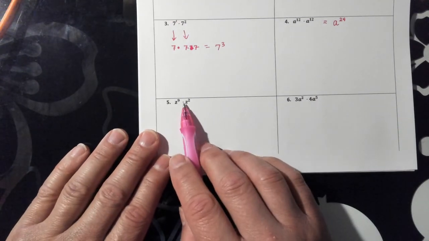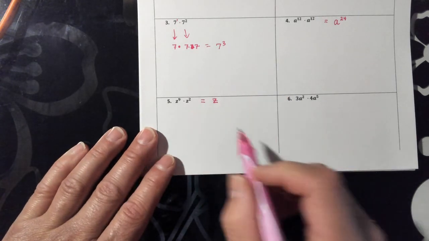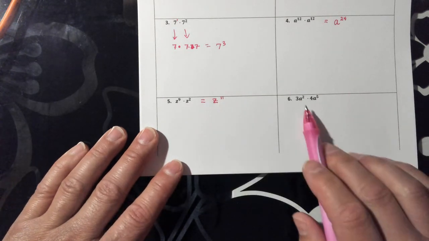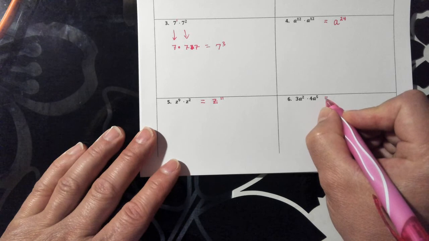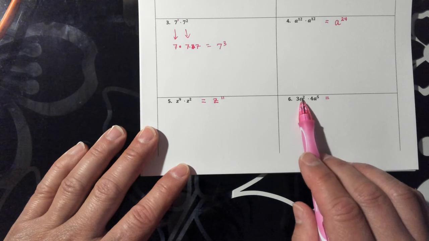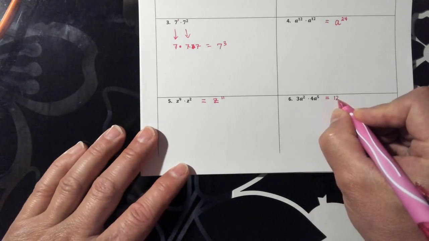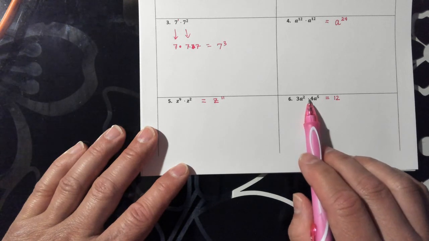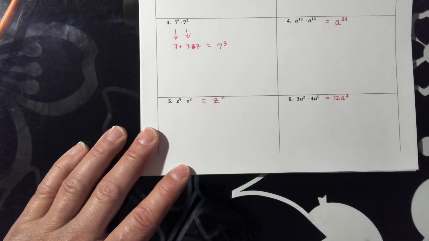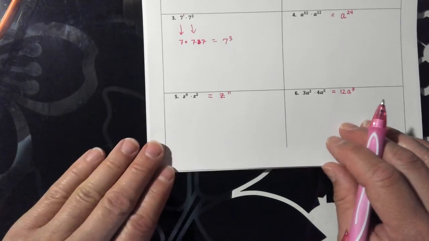Z to the 9th times Z to the 2nd. I know the base stays the same, and all you gotta do is add the exponent. Okay. And then on these type, here's what you do. You multiply the numbers. So ignore that for a second. 3 times 4. You know that's 12. And then you got a squared times a to the 5th, which is a to the 7th.